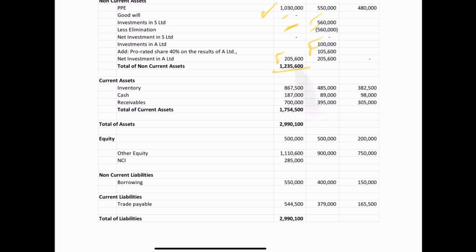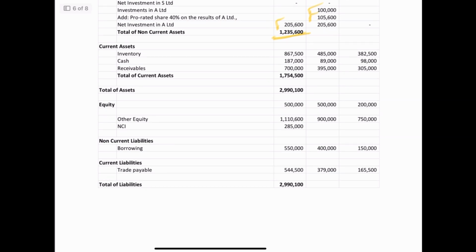Okay, so that adds to the total of non-current assets at 12,35,600. Then inventory, we have to just add the inventory of H Limited and S Limited. It's totally 867,500, no adjustments. Similarly, cash also you can simply add H Limited and S Limited, and receivables also we can just add. So it's just simple addition of H Limited and S Limited. The total of current assets comes to 17,54,500. So non-current plus current put together, the total asset is 29,90,100.